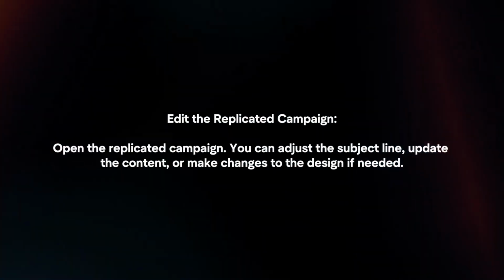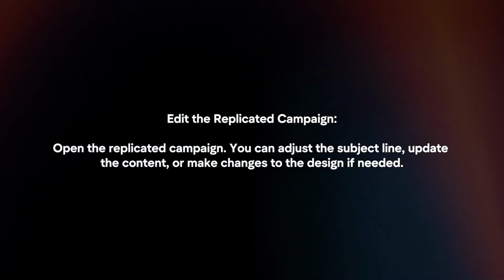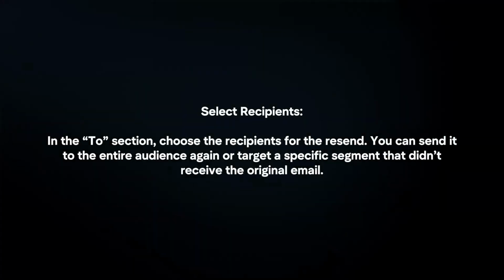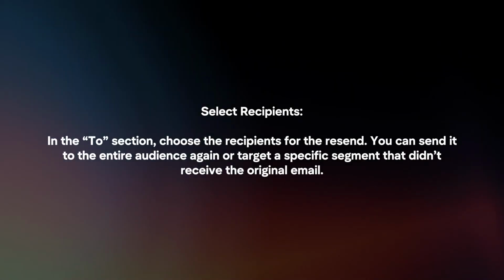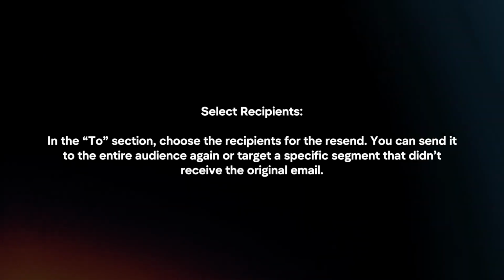Edit the replicated campaign. Open the replicated campaign. You can adjust the subject line, update the content, or make changes to the design if needed. Select recipients. In the To section, choose the recipients for the resend. You can send it to the entire audience again or target a specific segment that didn't receive the original email.